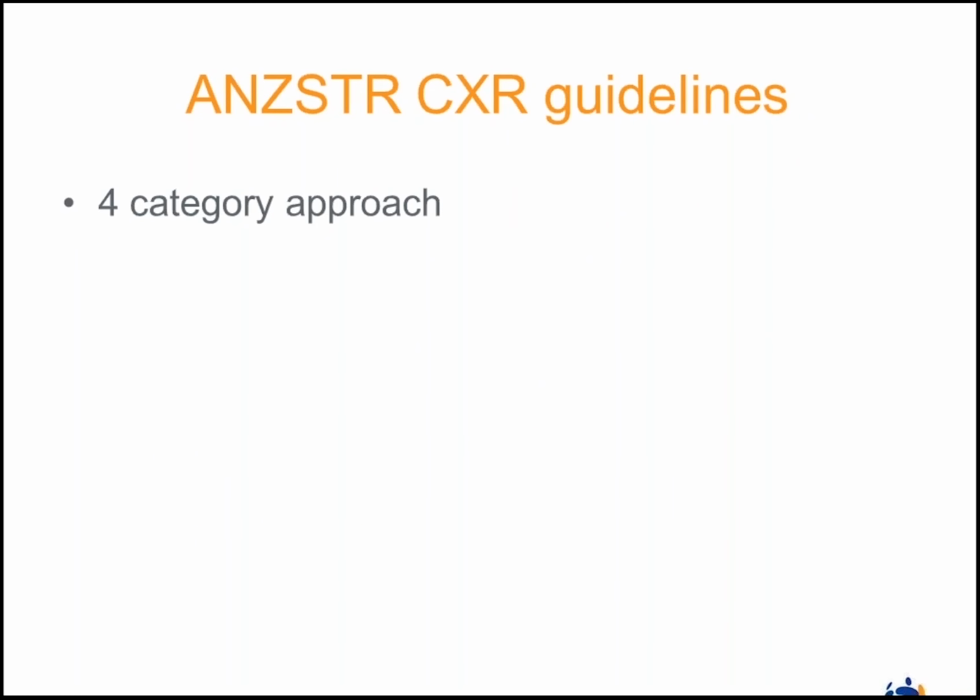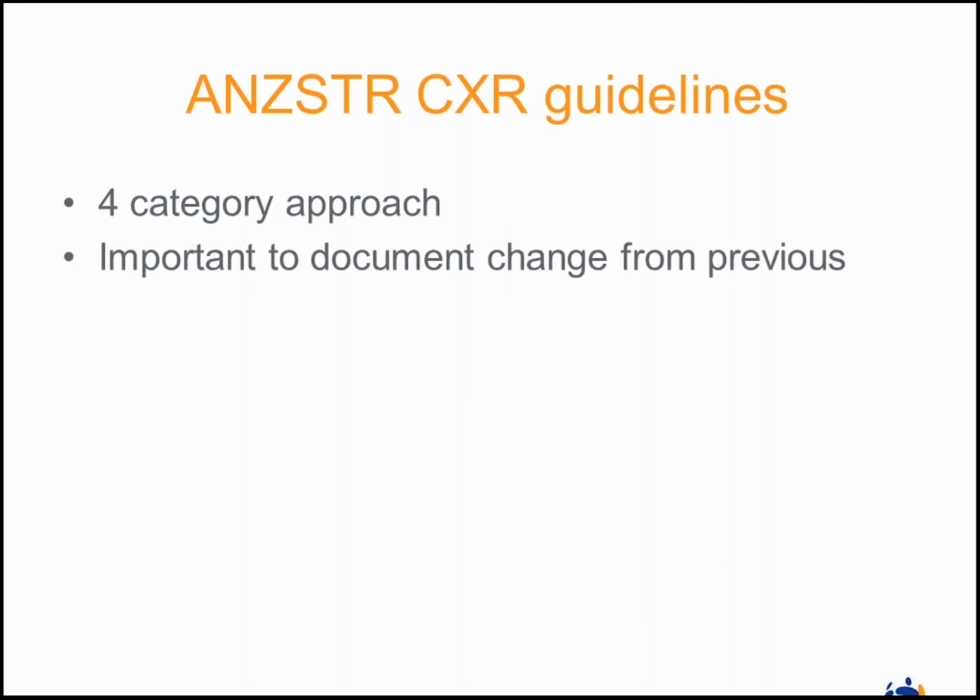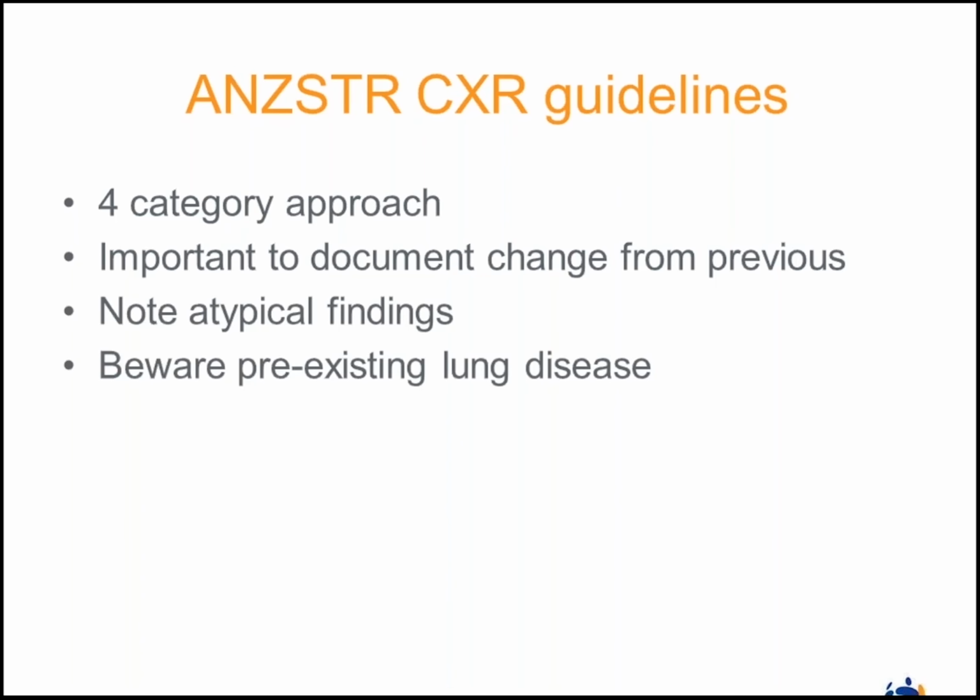So we've taken an approach here at ANZSTR with chest X-ray guidelines, a 4-category approach. And really, when we look at chest X-rays, it's so important to see what was present before, particularly if we've had portable radiographs at multiple times during the patient's admission. Important to note any atypical findings down for future reference. And more so than on CT, pre-existing lung disease is not your friend when you're interpreting chest X-rays in unwell patients in hospital.